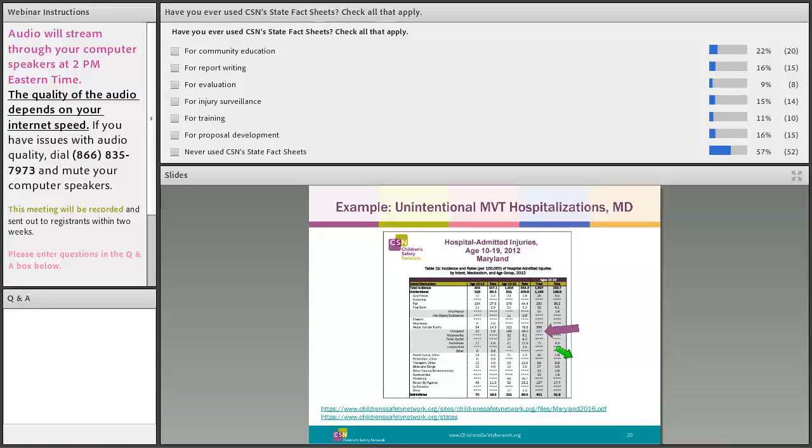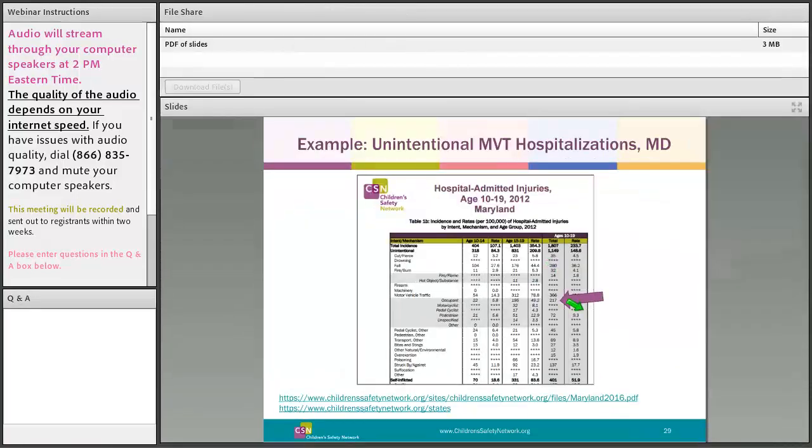And we see that more than half have never used them, and I'm happy to introduce you to them. And most use them for community education and some for injury surveillance. Yes. Oh, and proposal development, of course. Yeah. It looks like we're settling, at least often used for evaluation among those who use them. Okay, so nearly 60%. That's a lot of new users.